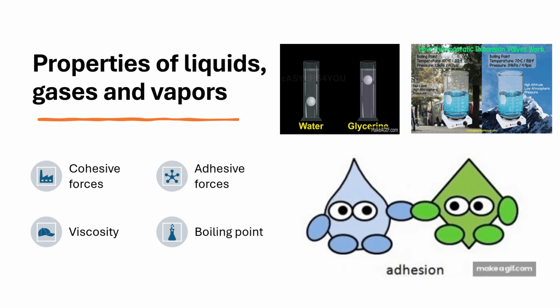So what about the boiling point? The boiling point occurs when the vapor pressure equals the barometric or atmospheric pressure. For example, at a high altitude, the water will be boiling at a lower temperature due to lower atmospheric pressure.